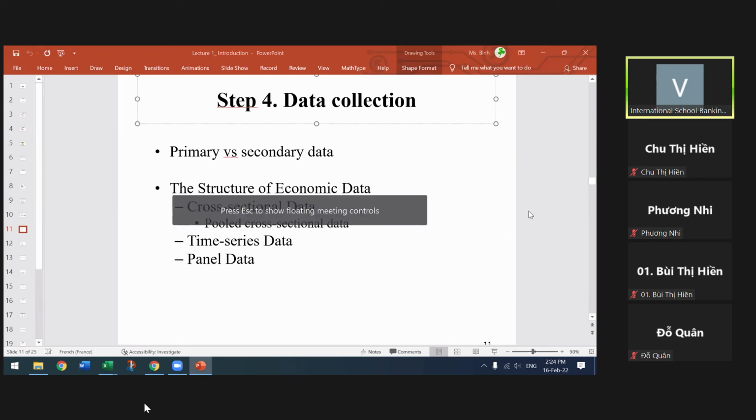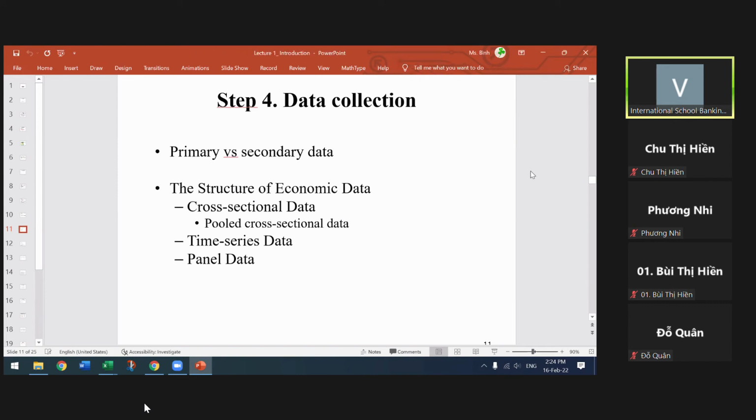Step 4, data collection. Okay, so now we already have the econometrics model, so now we need to collect the data. Here we have to collect data on consumption and income of households, right? As we just know, data is really important. If we don't have data, we cannot do anything, right?